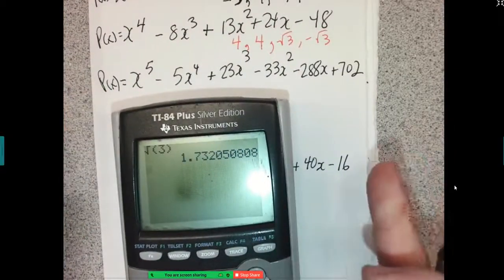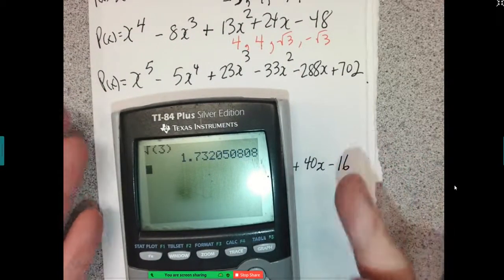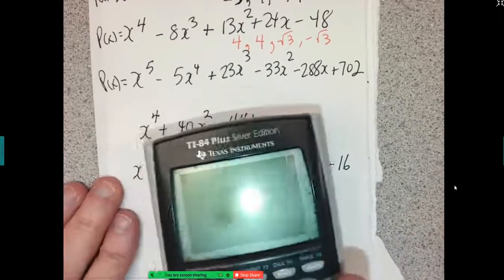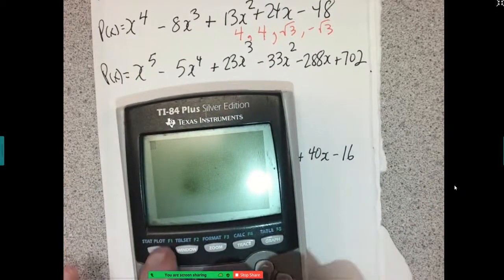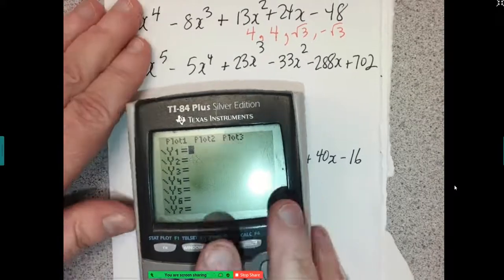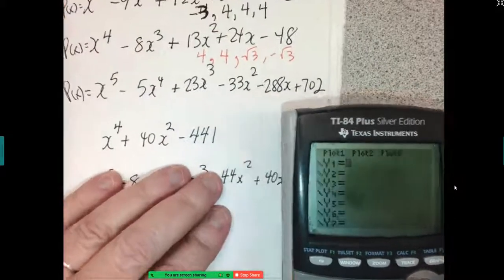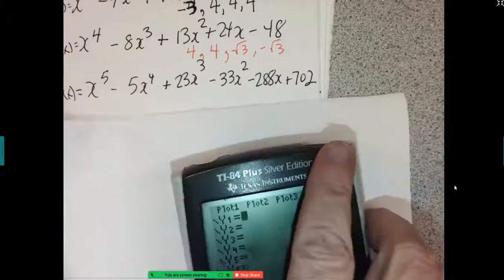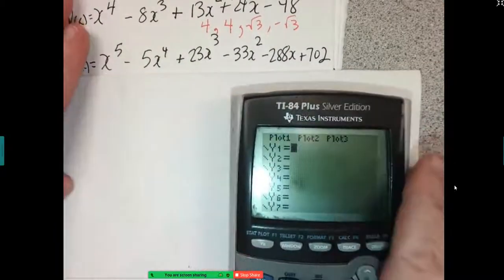All right, now something like that might look horrible. And you think, oh no. Well, maybe we can make it not so horrible with the graphing calculator. Let's see what happens with that one. It's degree 5, so there's going to be 5 zeros.